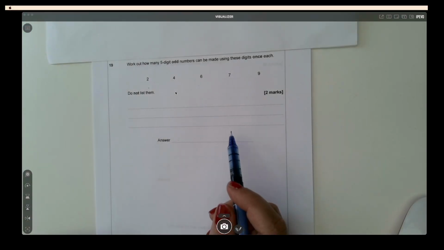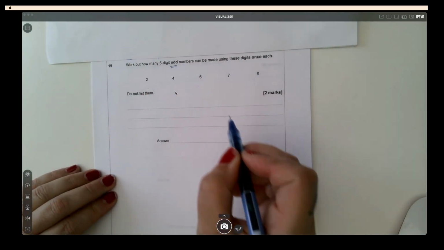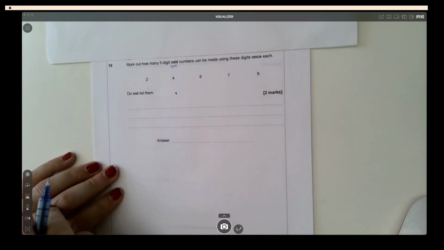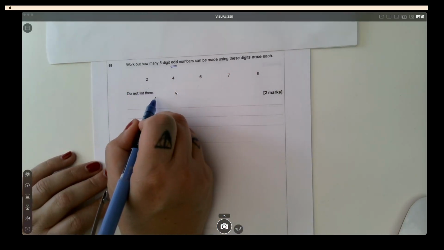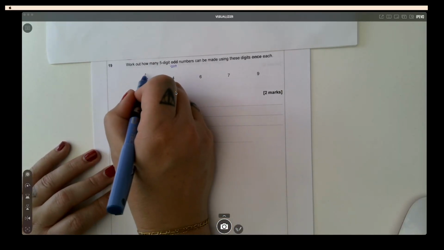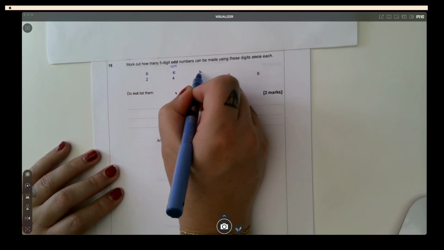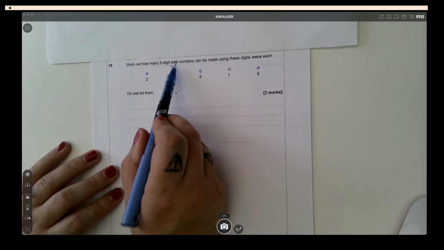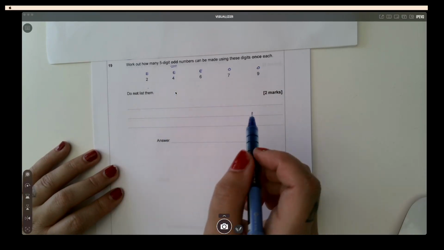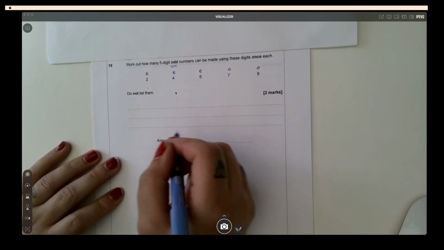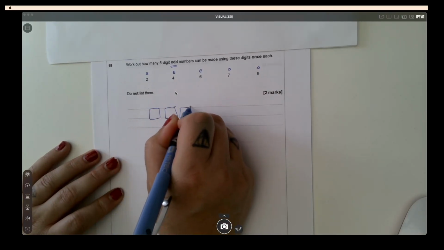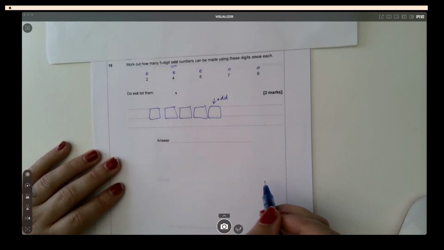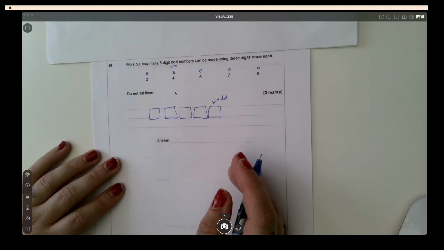Question 19. Work out how many 5-digit odd numbers can be made using these digits once each. We've got 1, 2, 3, 4, 5 digits. So we can't list them, and it would take a while anyway. So here we've got an even, even, odd, even, odd. This is important because we want to make an odd number. So if we want to make an odd number, then that last digit has to be odd. Okay, so we've got digit 1, 2, 3, 4, 5. This must be odd.